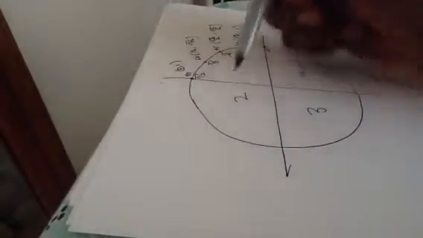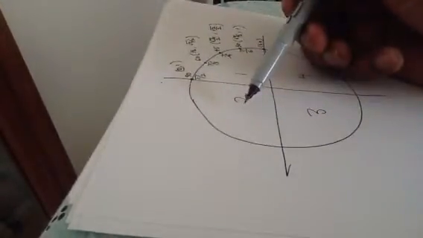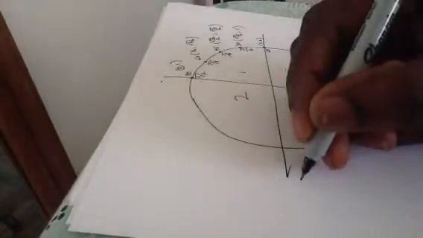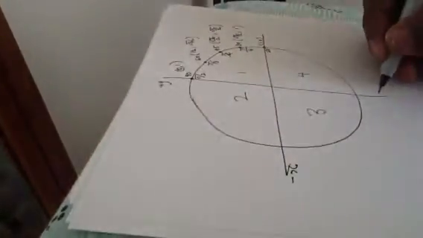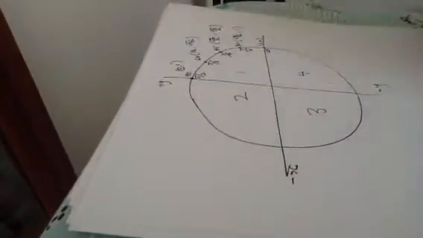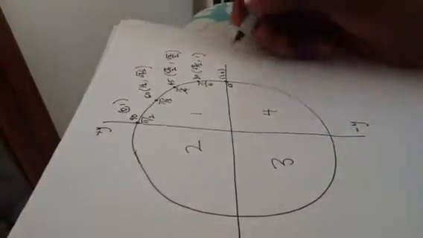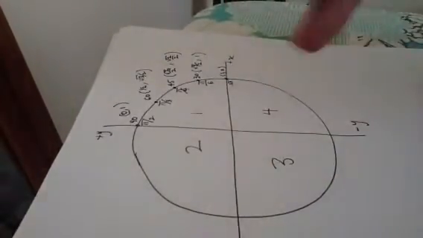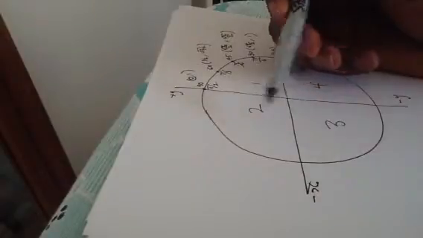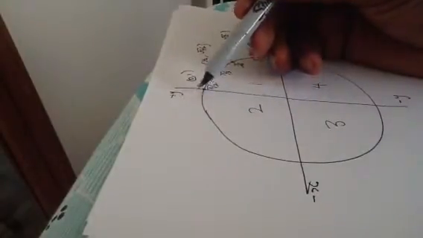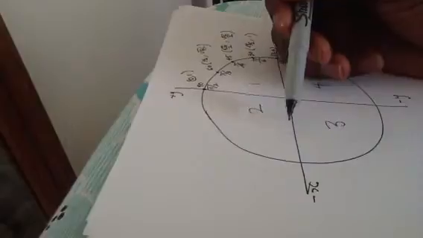So if you're in the second quadrant, this is a negative x, this is a positive y, this is a negative y, and this is a positive x. This is just from when you're drawing graphs. So everything in the second quadrant, your y's will be positive and your x will be negative.